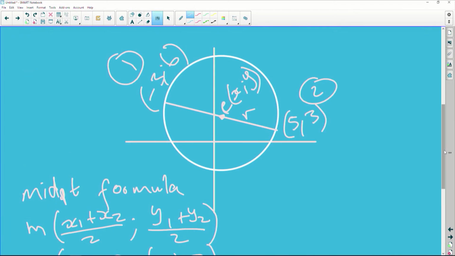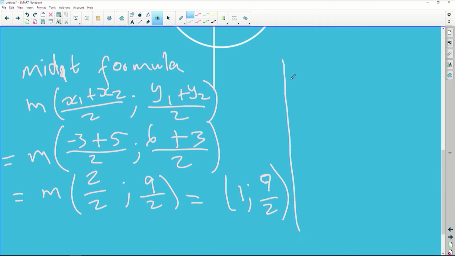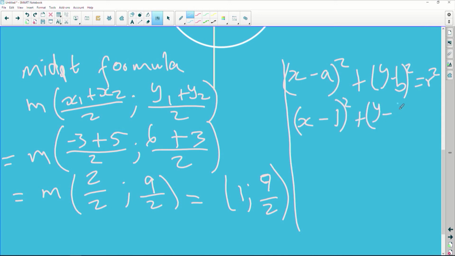So going back, let's just plot the coordinates that we have here. Erase this. The coordinates that we found to be 1 and 9 over 2. Let's just write that properly. I'm sorry about that. 9 over 2. Now, looking at what we needed to do here, we needed to find the equation of the circle. So the equation of the circle, we said it's x minus a all squared plus y minus b all squared is equal to r squared. And then it will be x minus, I found this to be 1, squared plus y minus 9 over 2 all squared is equal to r squared.